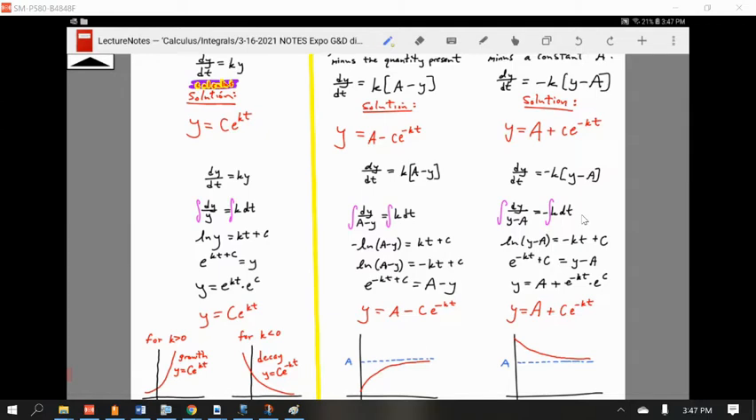I solved for y. dy/dt equals ky. You move the dt to the other side. You also have to move y back to the left. Then you integrate both sides of the equation. You solve for y. Turns out if k is less than 0, you have exponential decay. If k is greater than 0, you have exponential growth. To the left of the yellow line, that is the exponential law of growth and decay.